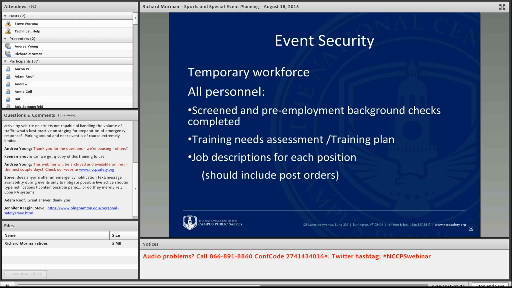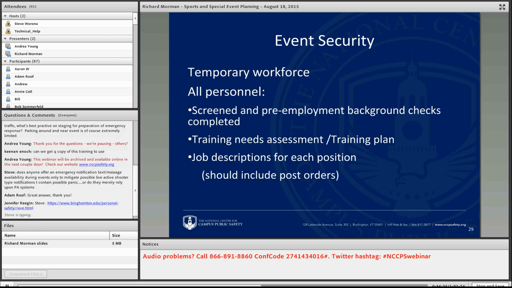A part of that job description should also be post orders. What I mean by post orders is, if they're assigned to a specific location, the job description should spell out the duties of the person assigned to this position. I've even seen some venues, and this is a real good practice, make a little card that just has an outline of what your post orders are while you're at that position. That will help that person out if they're new there.